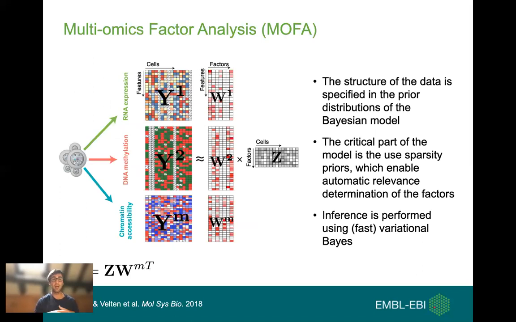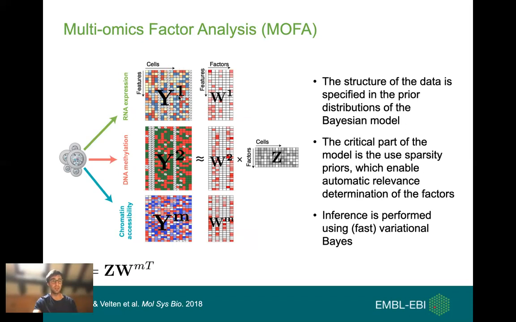I'm not going to go through the math of this. I'm happy to chat about that if you want, just feel free to send me a message. But I will try to provide the intuition and the overview of how this model works. First of all, you can think of this as a multi-view or multi-omics extension of PCA. It's an unsupervised method. That means that the only input you need to provide is your set of data matrices, properly normalized and so on. And this is shown here on the left.